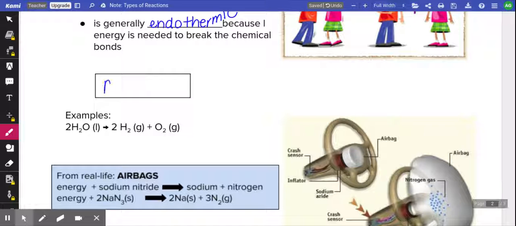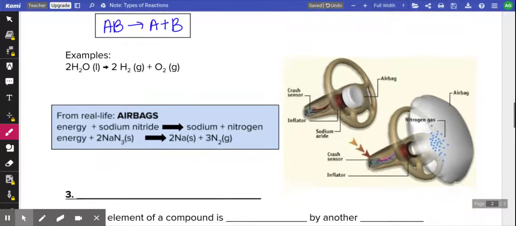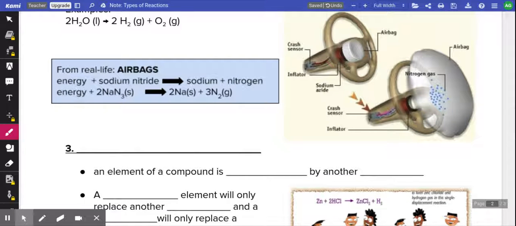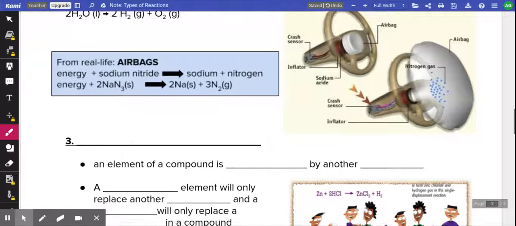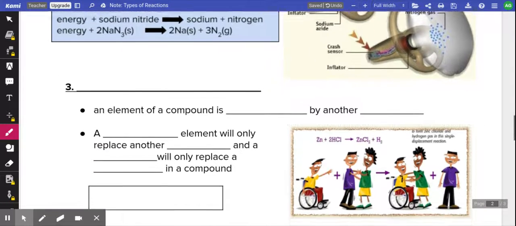The general format for this is AB gives A plus B. A little example from your real life is that the airbags in your car actually work using decomposition reactions. So you have energy and NaN3, which decompose to give you just sodium and nitrogen gas.